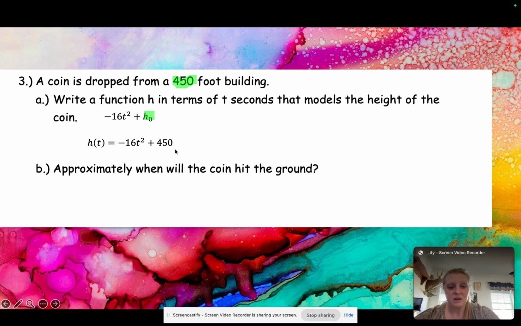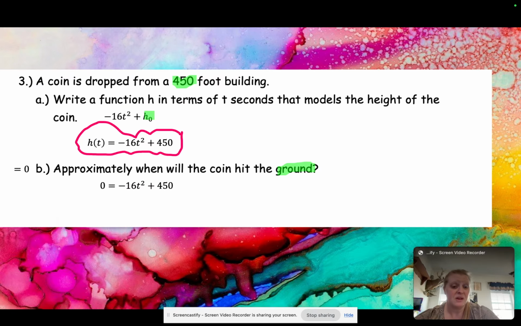All right, part B uses the word ground. When will the coin hit the ground? That means we're going to equal it to 0. All right, so I'm going to take my formula, I'm going to equal it to 0, and I'm going to solve. Now, there are not 3 terms in here, so you do not have to use the quadratic formula. So you actually could use the square root method here because you can get t by itself. You only have one term that has t in it. So you could use the square root method.